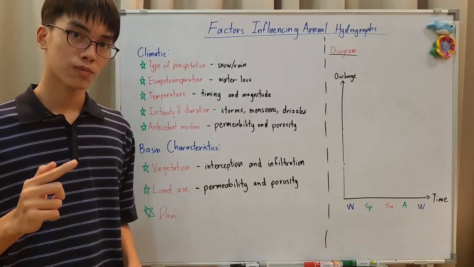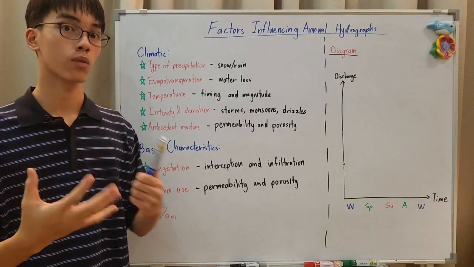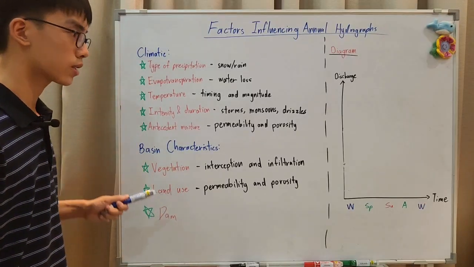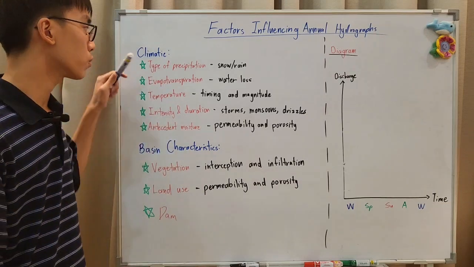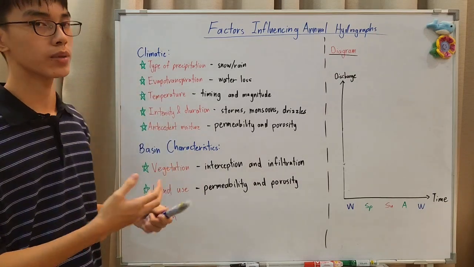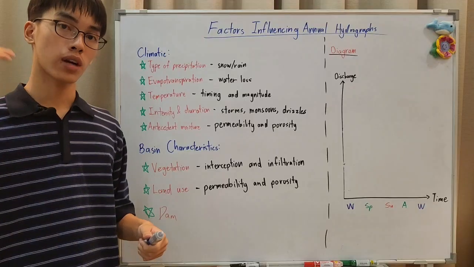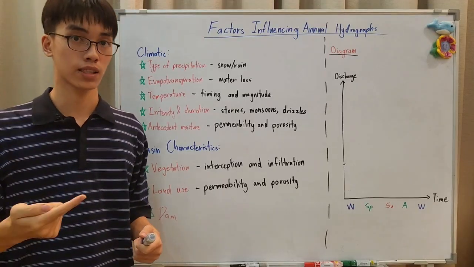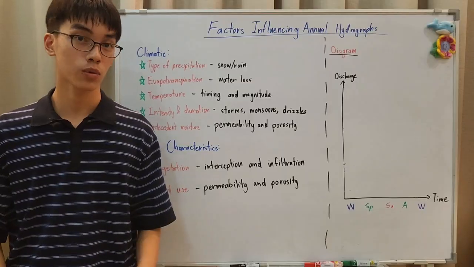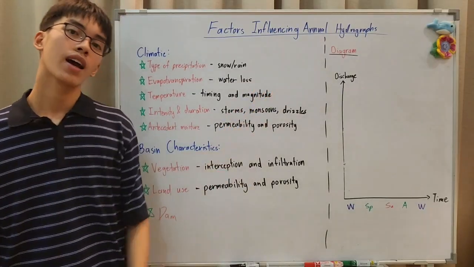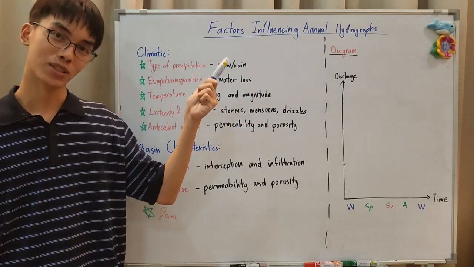And it's up to you to infer what's going on with the graph. Use these factors and think about them. How can you apply them, and try to join them together, because that's going to help you elevate your answer and show you understand the complexities in geography. So this sums up the factors influencing annual hydrographs. Remember again, annual, not storm. And I'll see you in the next one, which is about storm hydrographs.